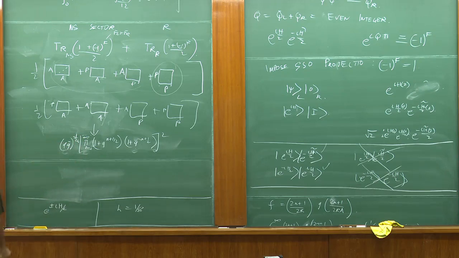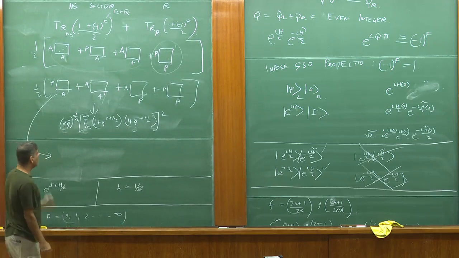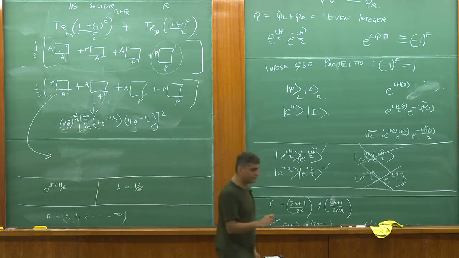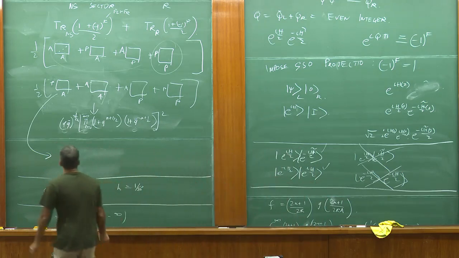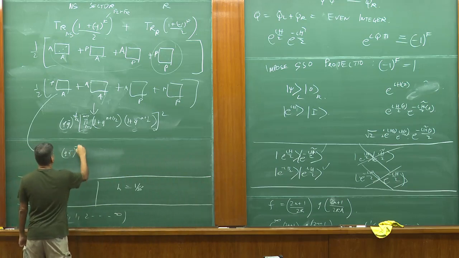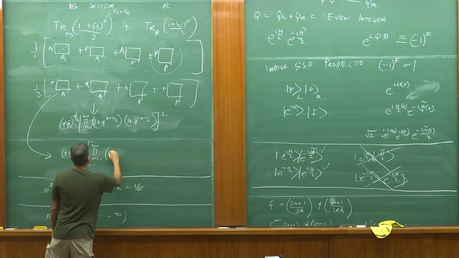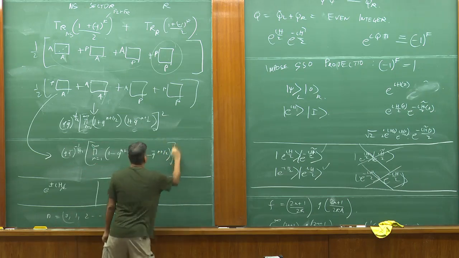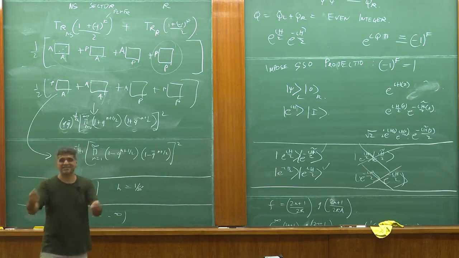Okay. What about this guy? This is also NS sector, except that it's got a factor of minus 1 to the power f. So every time you add a fermion, you have to add a minus sign. So can you see that this will be q bar, the same 0-point energy, minus 1 by 24, times product n equal to 1 to infinity, 1 minus q to the power n plus half, 1 minus q bar to the power n plus half, and then the whole thing squared. Because every time you add an oscillator, you have to add a minus sign.